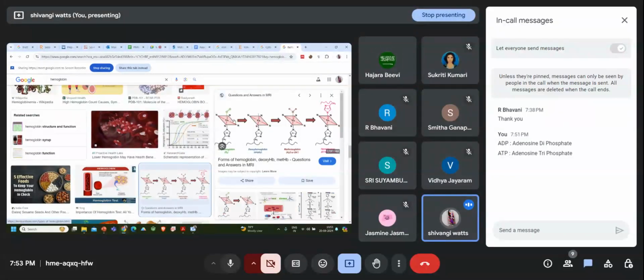Ma'am, in the oxygen binding of synthetic models of hemoglobin or myoglobin, oxygen binding pockets are generally shielded by bulky groups. True or false, ma'am?